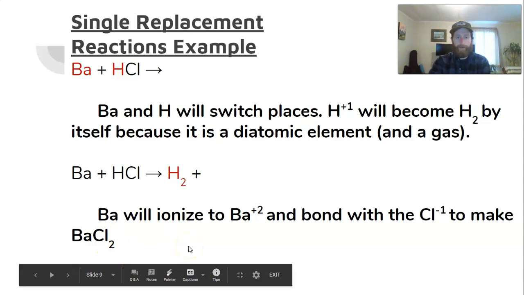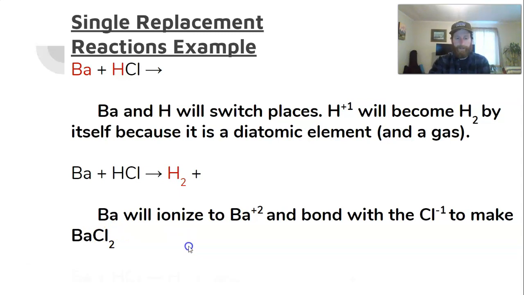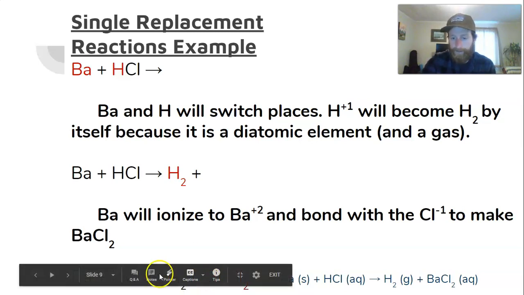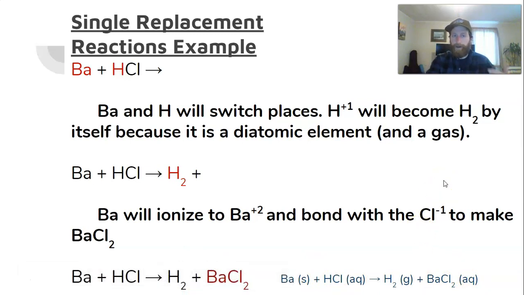Ultimately, what I'd write for my final reaction is this. Ba plus HCl yields H2 plus BaCl2. And then again, including the phases and recognizing that hydrogen's a gas, I get the full reaction over here. So hopefully that started to make sense. If you're up for the PD challenge, you can give this a shot. And again, certainly shoot me questions as you have them.